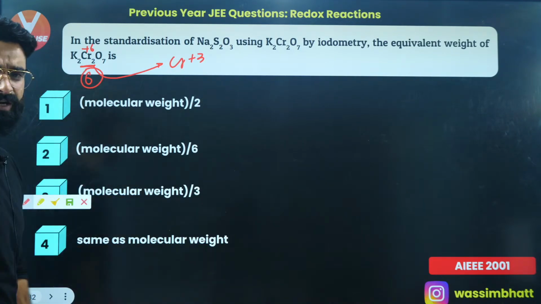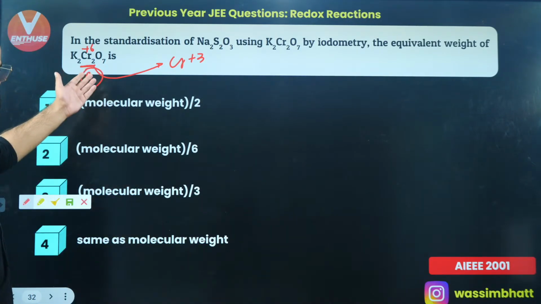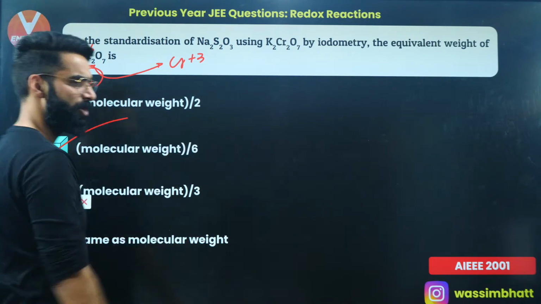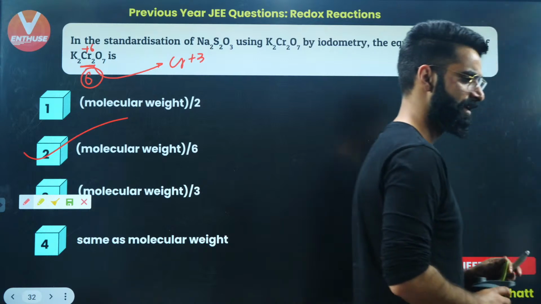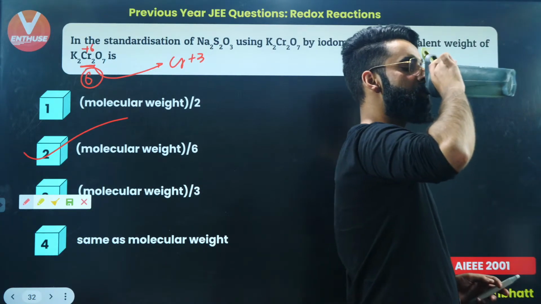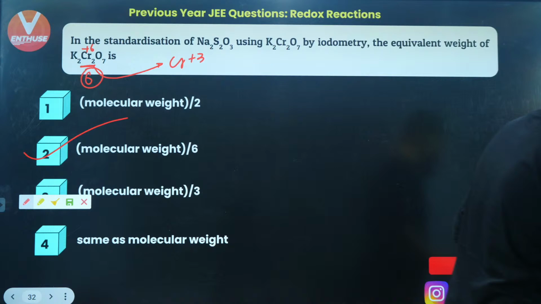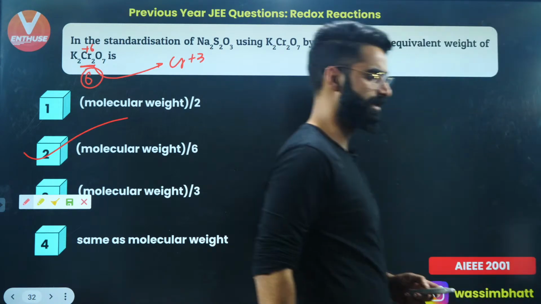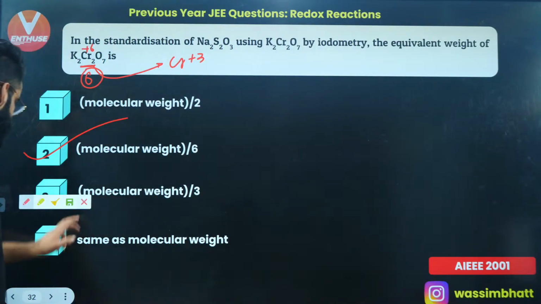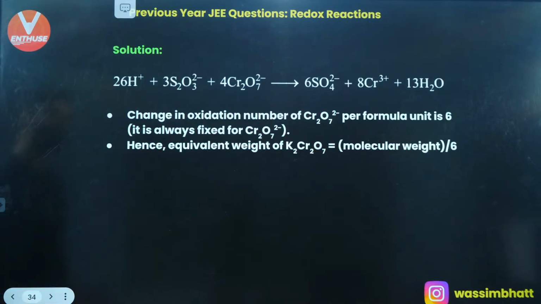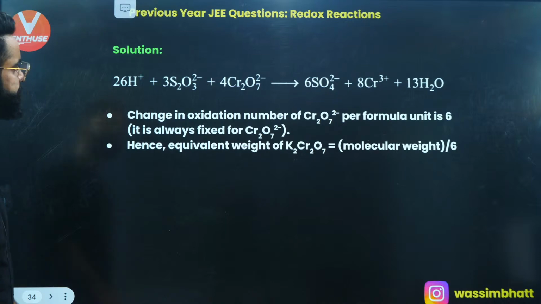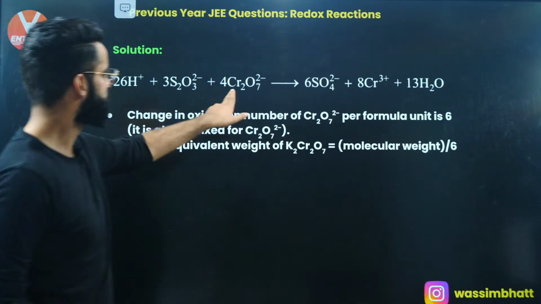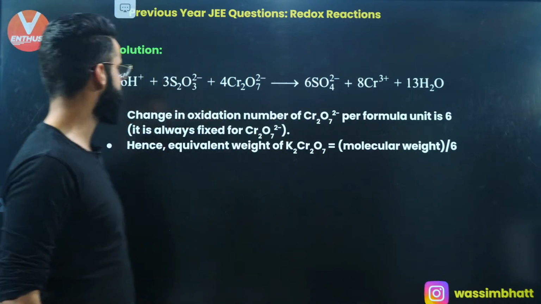What is the equivalent mass of K2Cr2O7 then? Molecular weight of K2Cr2O7 divided by 6. Option 2 is going to be the correct answer of this one. I'm sure it's clear to everyone. Let me know fast in the chat. Absolutely, guys. Okay, so this is the reaction which takes place here: your Cr2O7 2- gets converted into Cr3+.